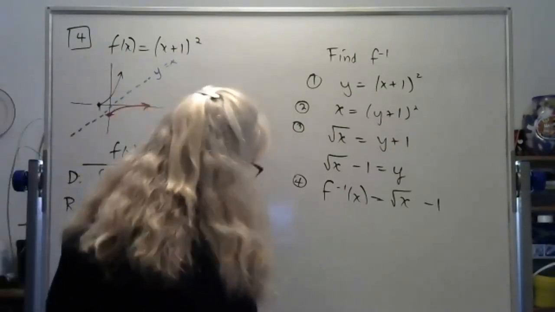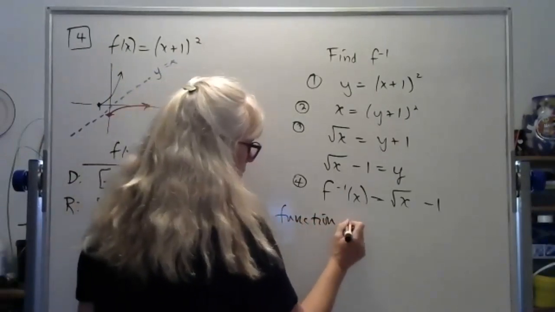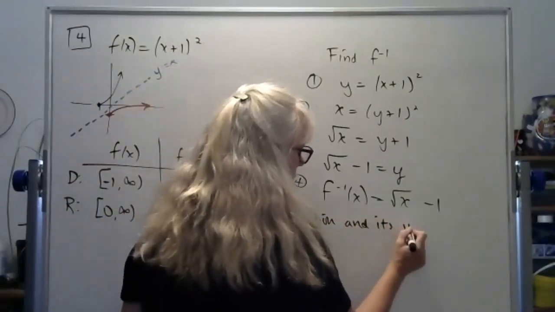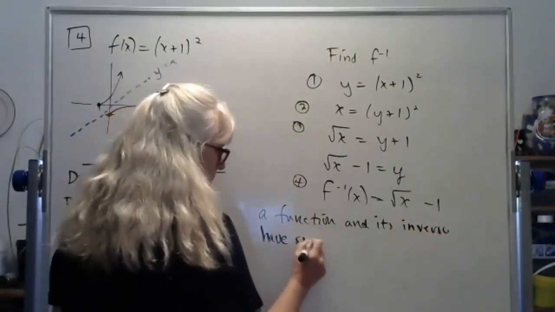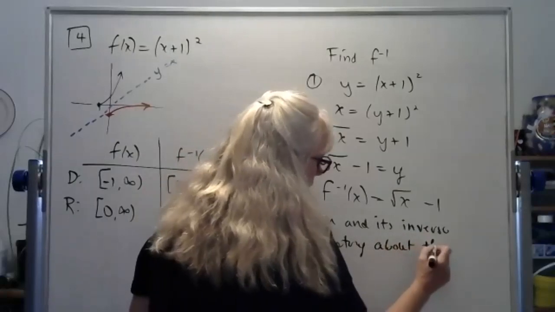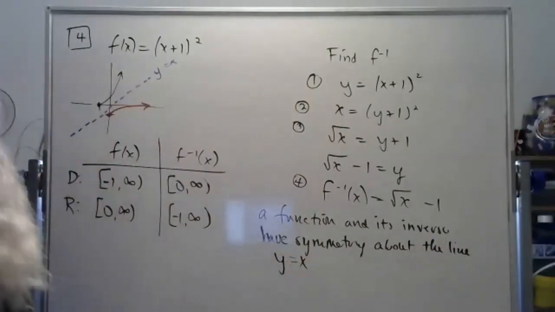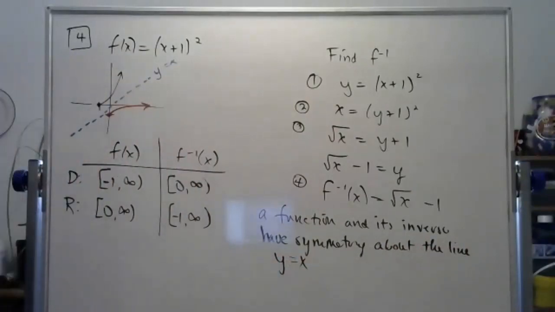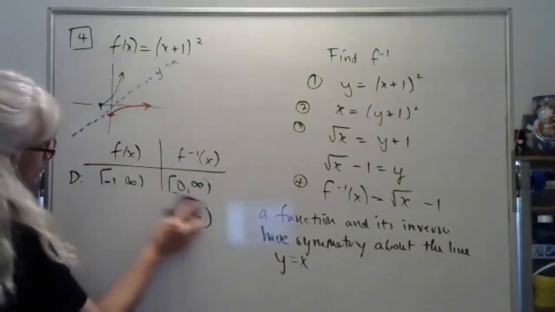So it's important to note that a function and its inverse have symmetry about the line y equal to x. So even if you're just given the graph of a function, you can find its inverse graph by folding it across that line y equal to x. Okay, a couple more comments and work, and we're almost there.